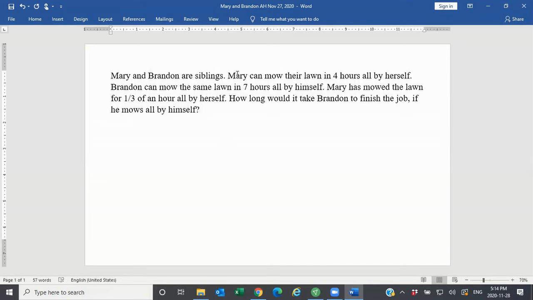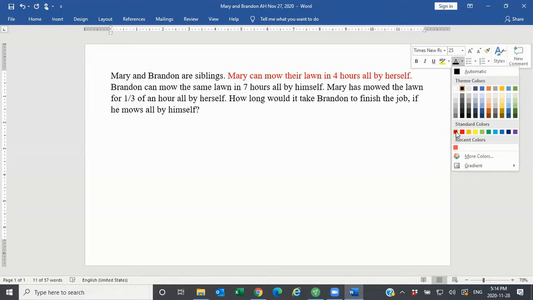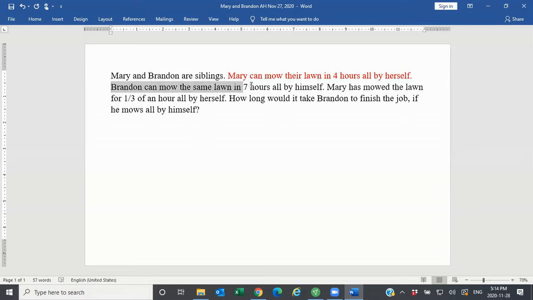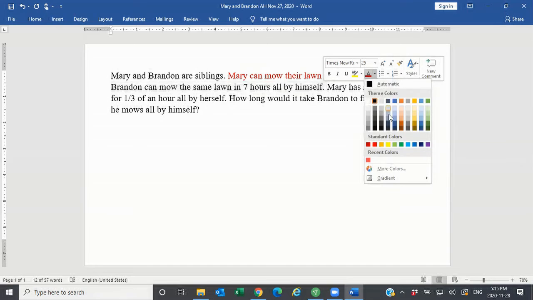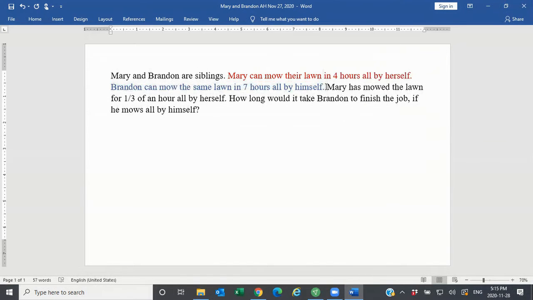To do this question, I'm going to make all the important sentences distinct colors. The one where it states Mary could mow the lawn in 4 hours all by herself is red. The one where it says Brandon could mow the lawn in 7 hours all by himself is blue. And the one that says Mary has mowed the lawn for 1/3 of an hour is yellow.